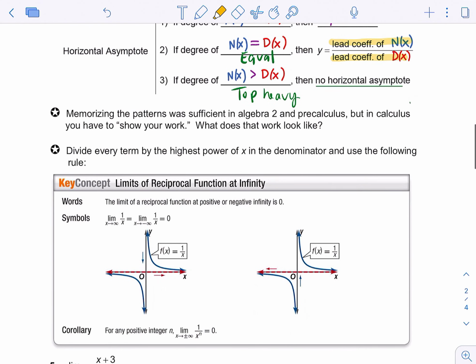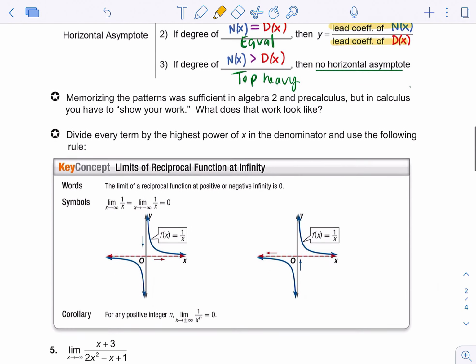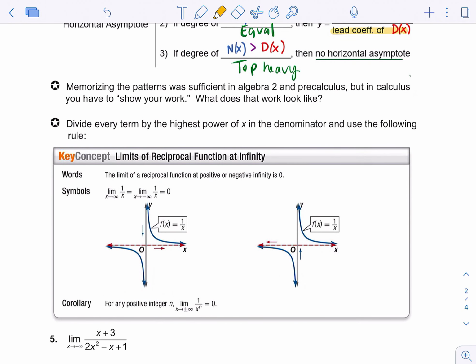So now in Precalc, in calculus, you have to show your work. So this is sort of that pre-calculus moment where I'm going to show you what that looks like, and we'll look at that here. So what it looks like is we are going to divide every term by the highest power of x in the denominator. This is important, in the denominator.